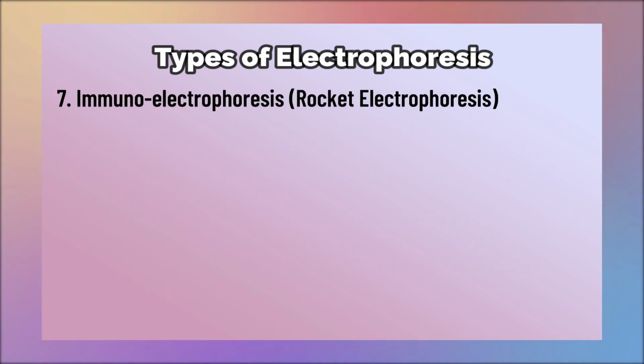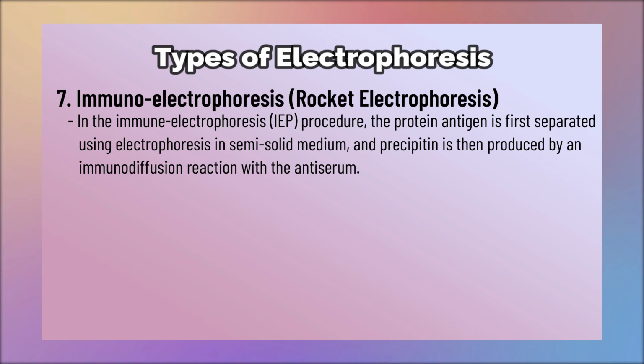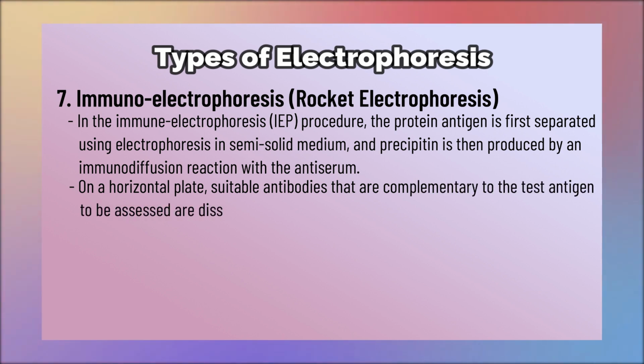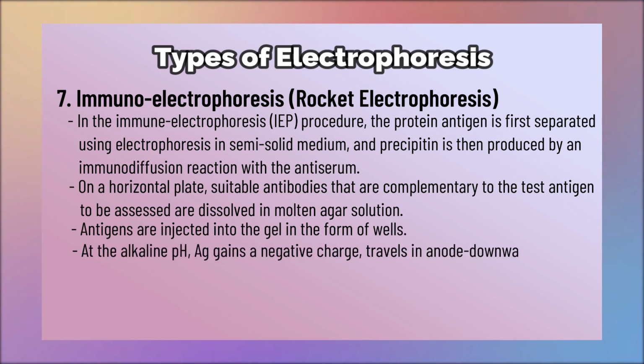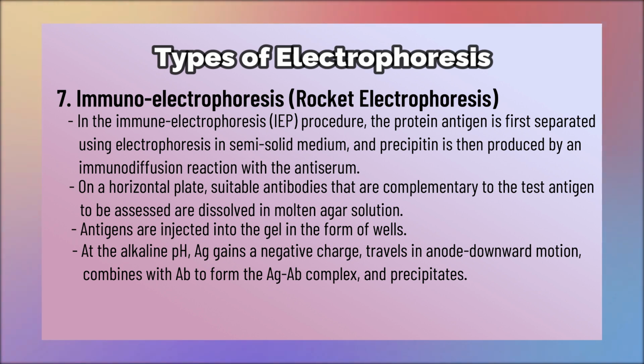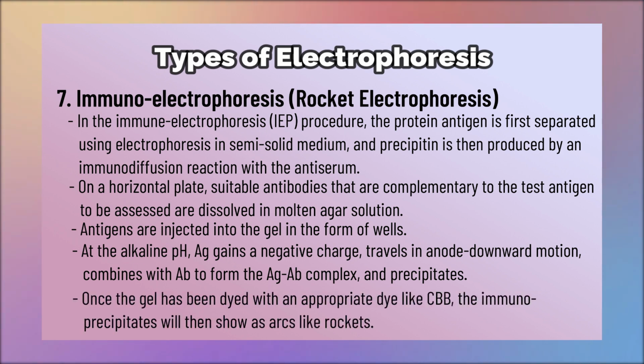Number 8. Immunoelectrophoresis and rocket electrophoresis. In the immunoelectrophoresis procedure, the protein antigen is first separated using electrophoresis in a semi-solid medium, and precipitin is then produced by an immunodiffusion reaction with the antiserum. On a horizontal plate, suitable antibodies complementary to the test antigen to be assessed are dissolved in molten agar solution. Antigens are injected into the gel in wells. At alkaline pH, the antigen gains a negative charge, travels in the anode direction, combines with antibodies to form the antigen-antibody complex, and precipitates. The gel is dyed with an appropriate dye like CBB, Coomassie Brilliant Blue. The immunoprecipitates then show as arcs like rockets.